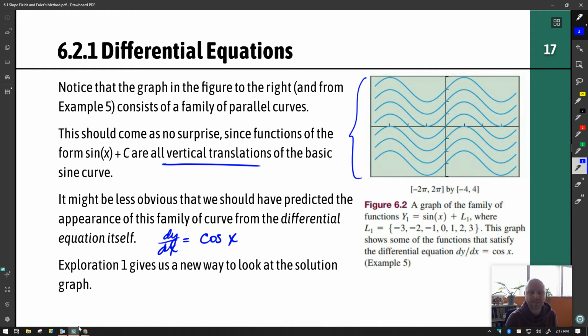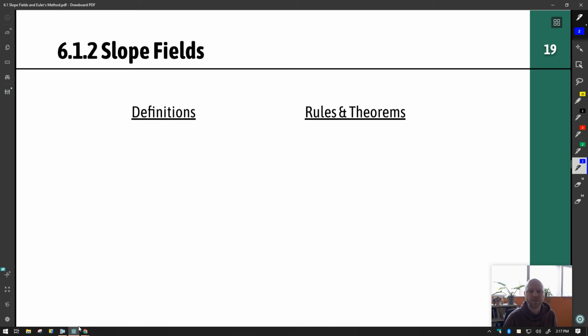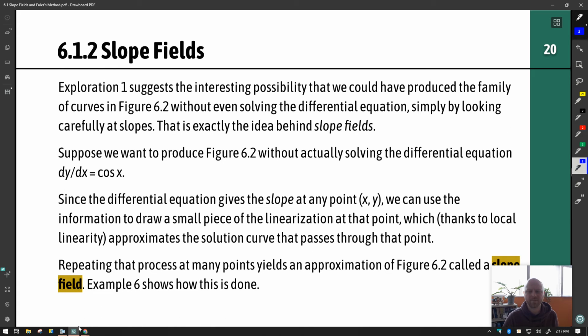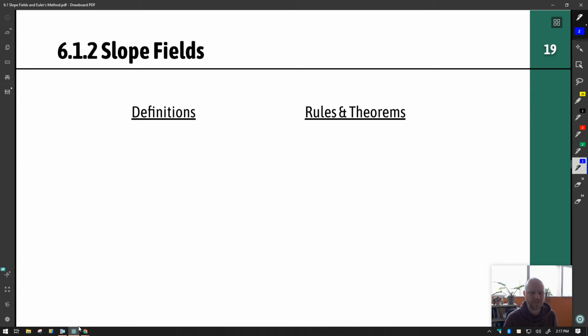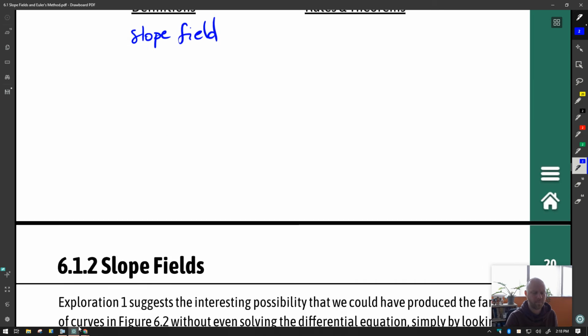There's an exploration that takes us through that process step by step, but I just want to start with that as our motivating thought and move right into slope fields. No new definitions or rules or theorems here. Oops, we actually do have a definition. It's slope field. I guess I should have written that over here. Slope field is coming up. All right.